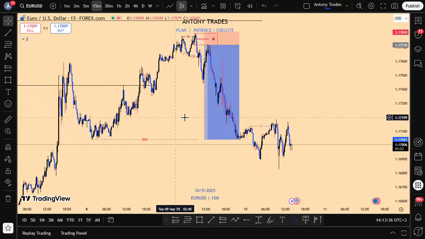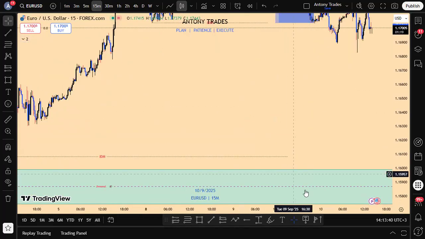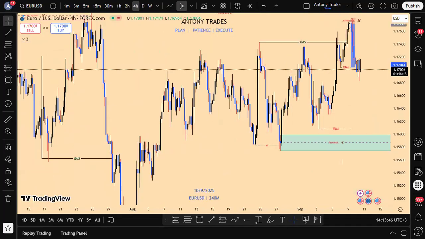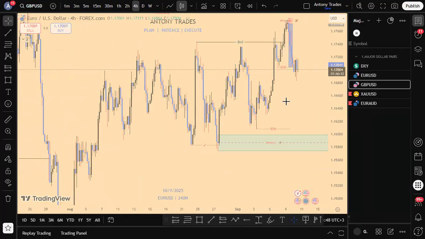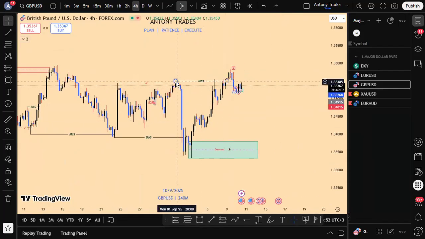So guys, that is what I'm currently watching on Euro USD. I have this point of interest right down there. So let me go to the next pair, that is the GBP USD. And you can see very well that on GBP USD, we have a candle close, which is aligning with the DXY.